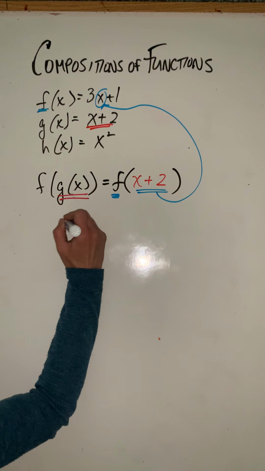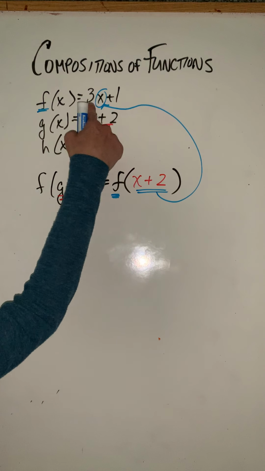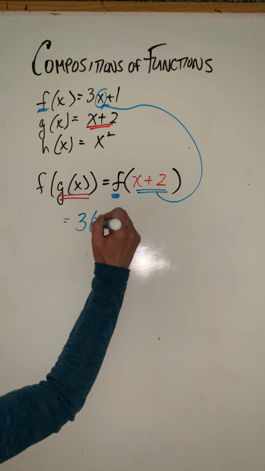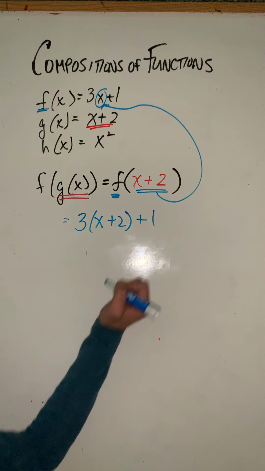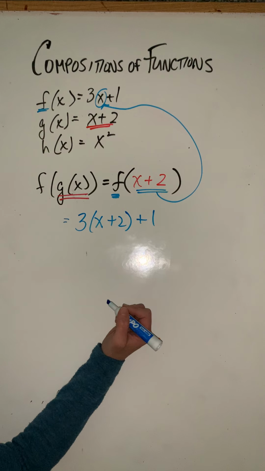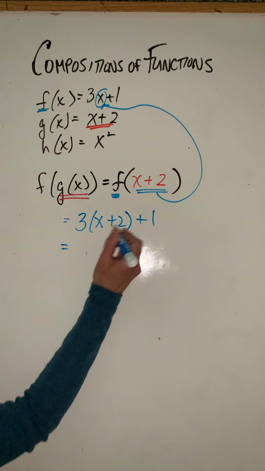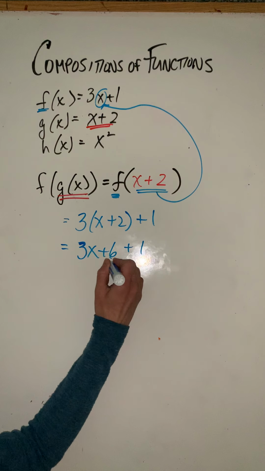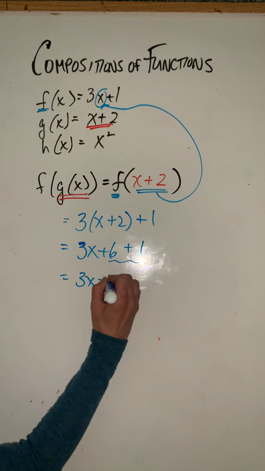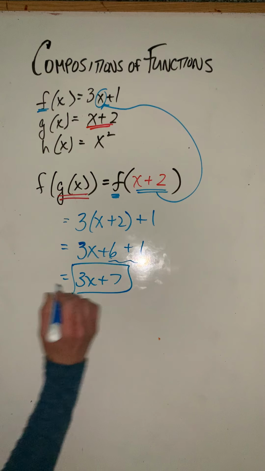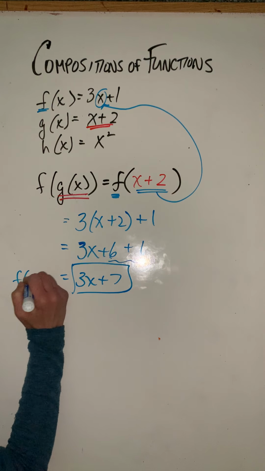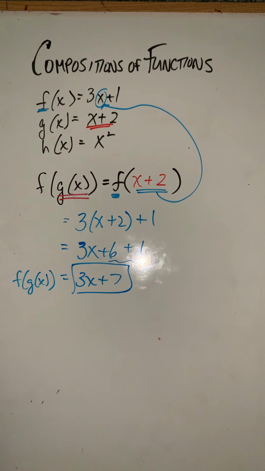Okay, so if we do that, the 3 and the 1 are going to stay the same. We're just replacing this x with x plus 2. Okay, now distribute the 3. And we can combine like terms. So we get 3x plus 7. So f of g of x is equal to 3x plus 7.